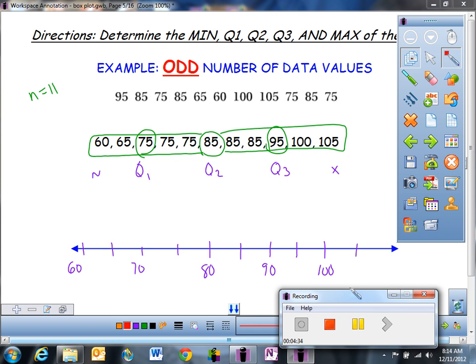So you want to get your number line set up. I saw our min was 60, our max was 105, so I counted by 5. I have 60, 65, 70, and so on.